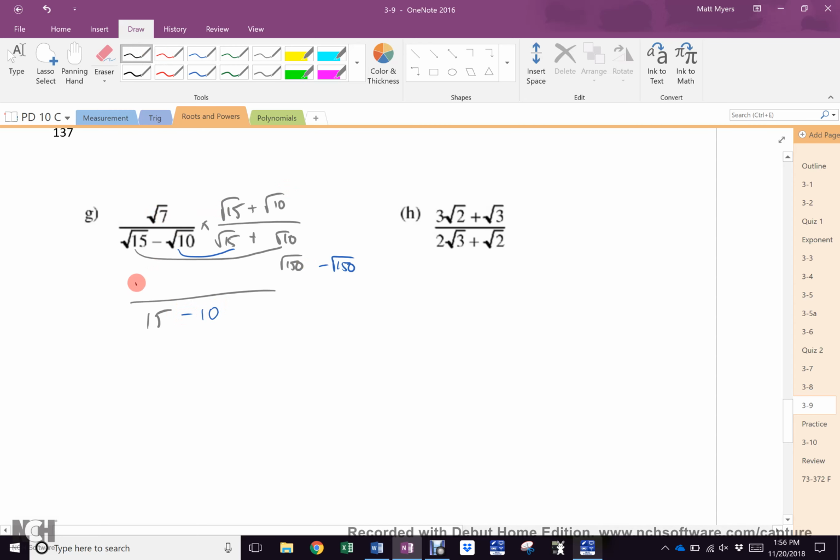What happens up top? What is 7 times 15? Calculators get grabbed. Root 105. What is 7 times 10? Root 70. Root 105 plus root 70 over 5. Now what would you do? Simplify. You would simplify, but 105 doesn't simplify because it's 21 times 5. 3 times 7 times 5, no pairs. What about root 70? 7 times 2 times 5. Does it simplify? No. So am I done? Yes. Everybody good? I didn't write that. Okay. And what's up my sleeve? The root of 150. Are we ready to go?